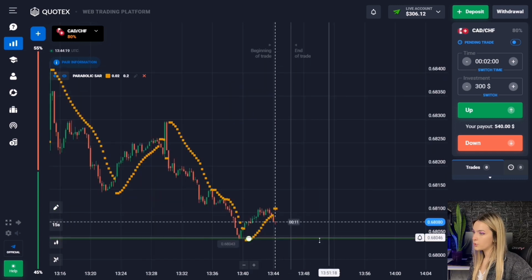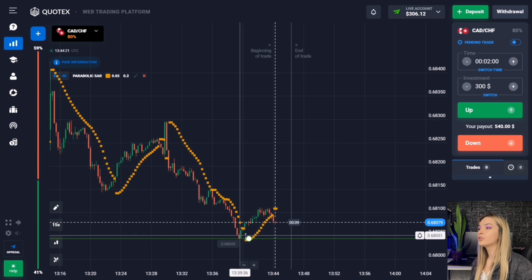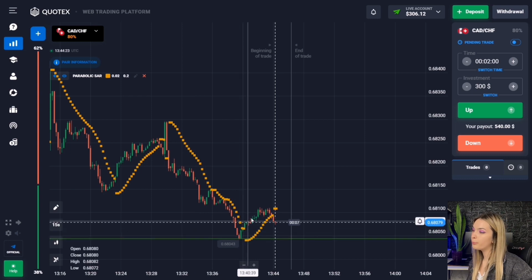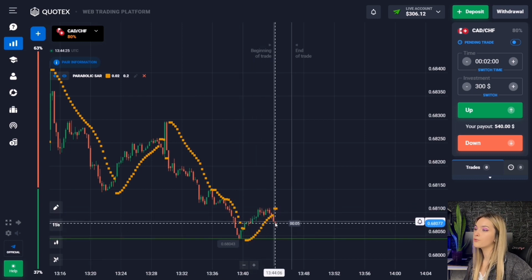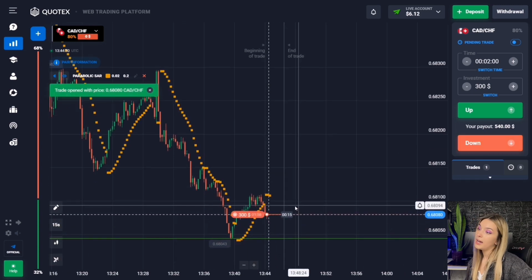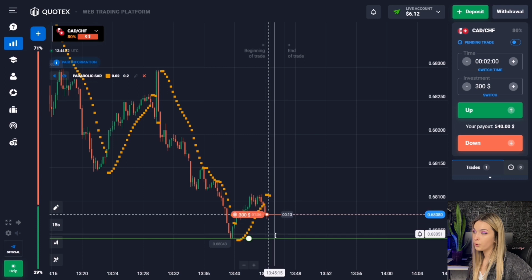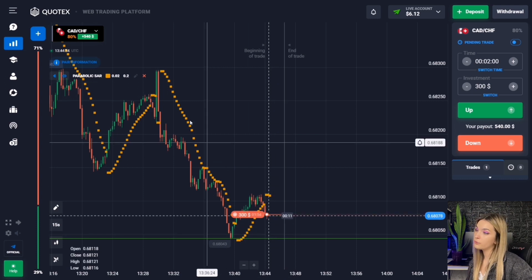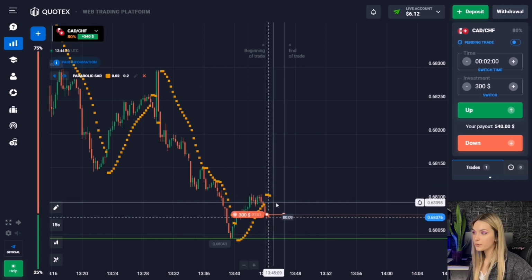We have a level of support down here. We also see that after touching the level there was an upward pullback, and after the pullback the price moves back to our level. Let's open a deal for 2 minutes to go down. I think that the price will certainly continue to move towards the level since the price has an extra potential for a decline. The indicator also confirms our entry point.